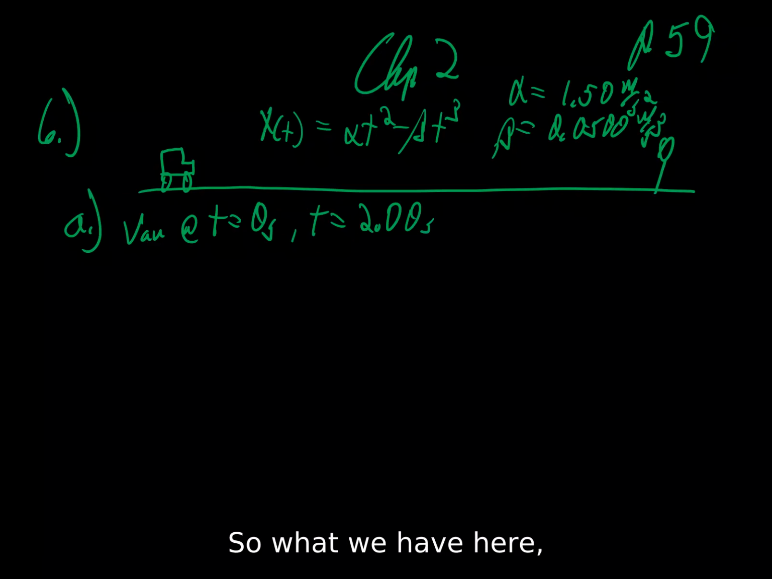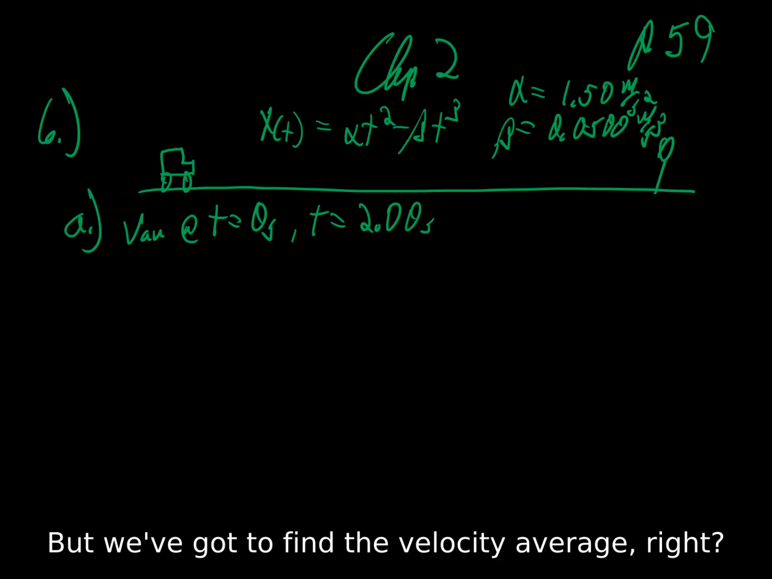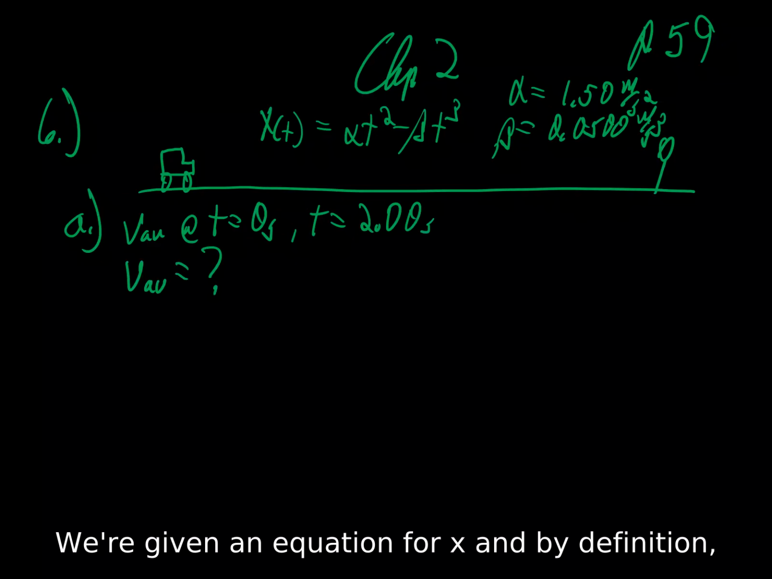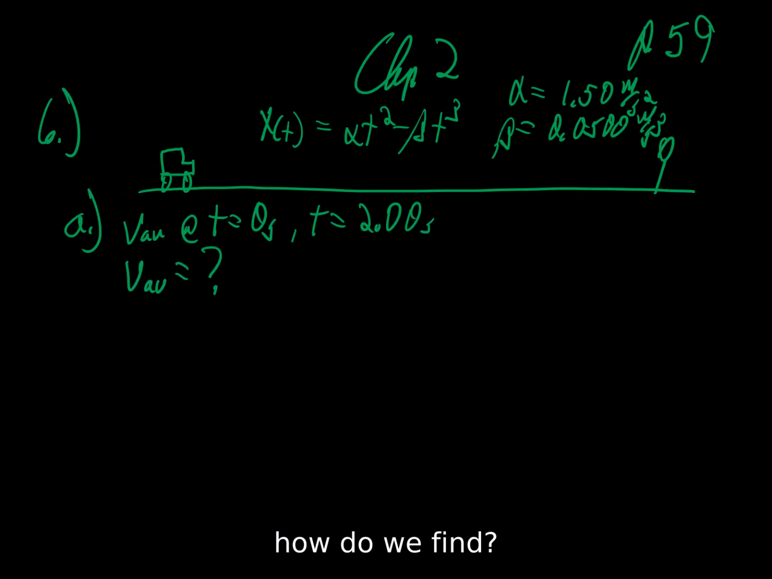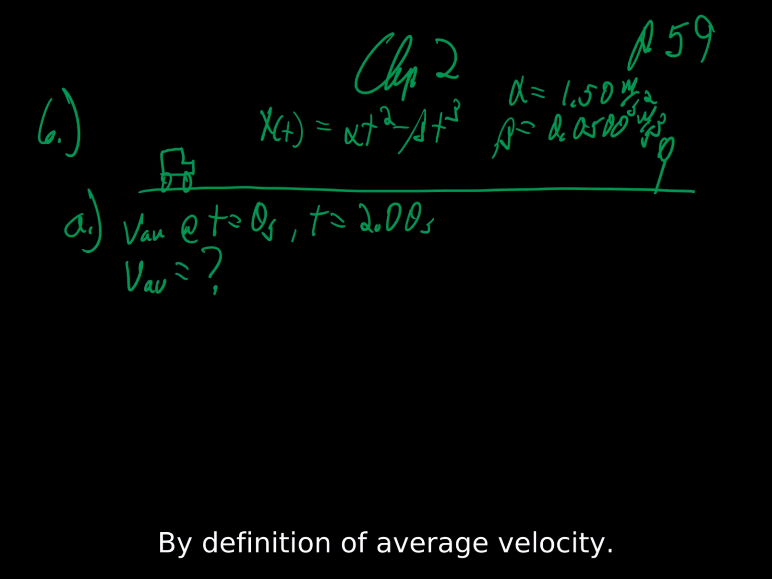Okay, guys, so notice what we have here. We have our function, our equation. We have our values of alpha and beta, which are constants. We know the time interval that we're looking at. But we've got to find the average velocity, right? That's the question mark. Well, we're given an equation for x, and by definition, how do we find, and notice it didn't say instantaneous velocity, it said average.